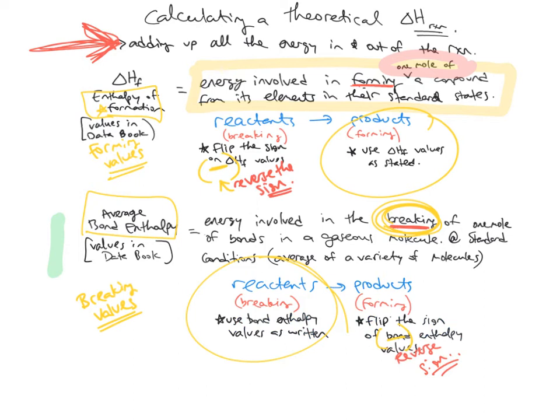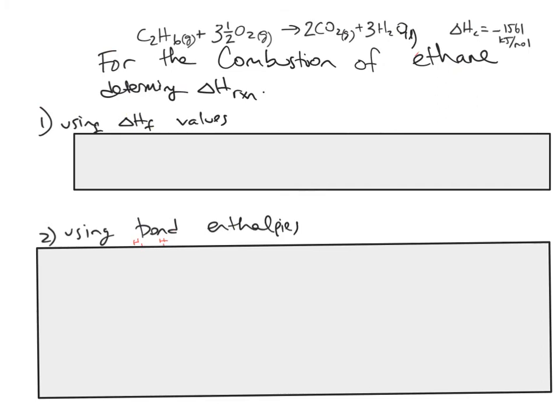Okay, so my little notes there, right? Flip the sign on your enthalpy of formation values when they're breaking, when you are using them for reactants. For bond enthalpy values, you flip the sign on those products, okay? And then, yes, I have a little example here.